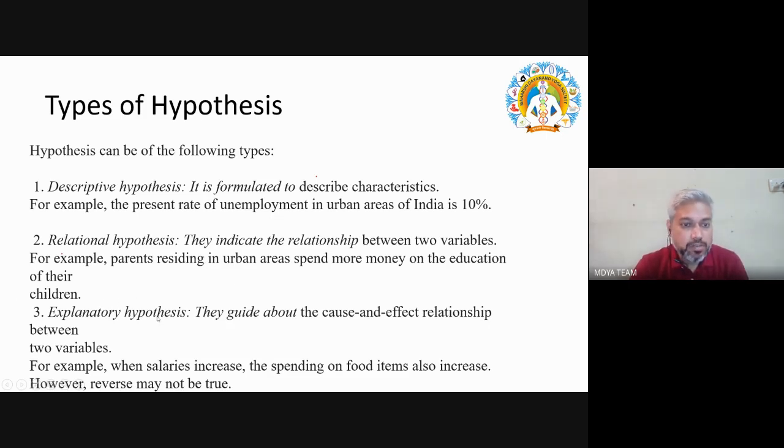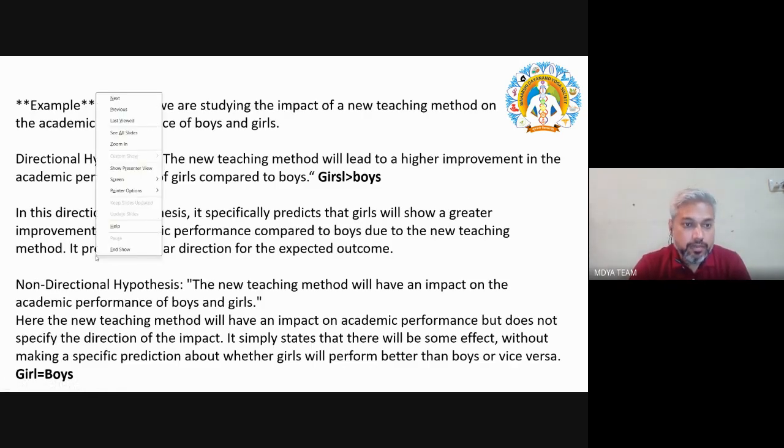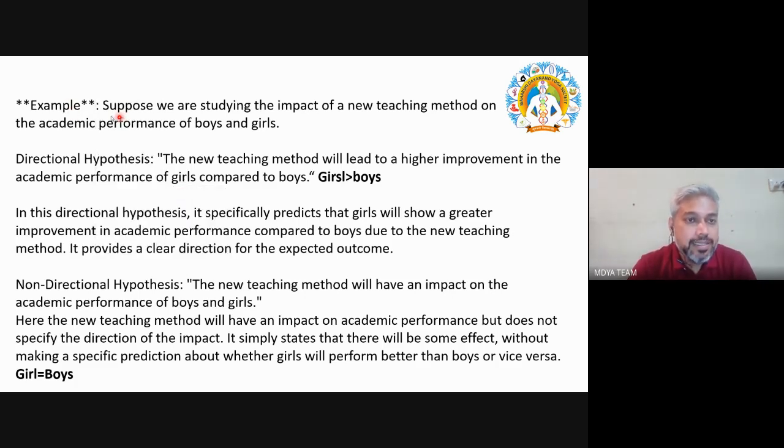And the third one is explanatory hypothesis. What it does, it guides about the cause and effect relationship between two variables. And the example for it: when salaries increase, the spend on food items also increases. So this is what the types of hypothesis are. We'll understand another type of hypothesis, that is directional and non-directional. So see an example for understanding directional and non-directional hypothesis.